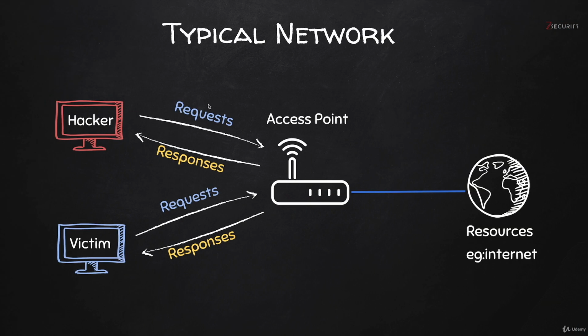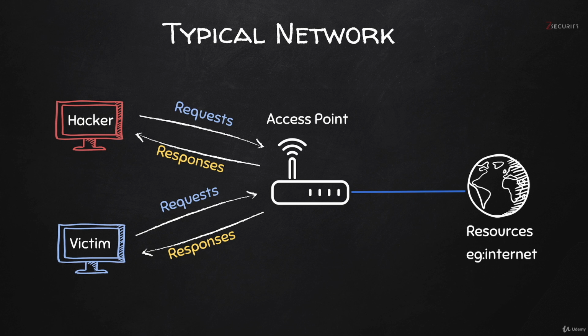And right here we have a diagram of a typical network. And you can see that normally any device that's connected to the network, if it wants to send requests, it will send them to the router. The router will go and send that request to the internet, wait for the response, and then forward the response to the device that requested it. So if the hacker or the victim or any other computer on the network wanted to send a request, they will send that request directly to the router.